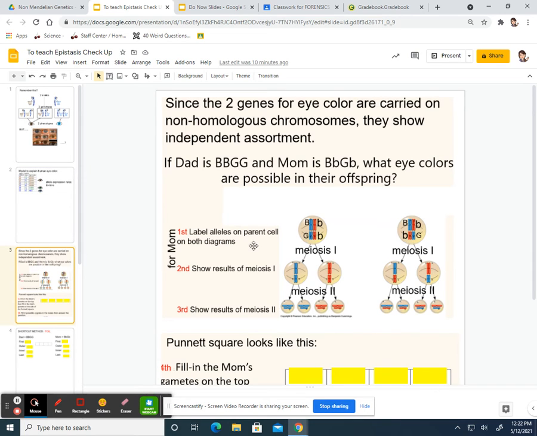Okay, so during meiosis, remember, homologous pairs line up, and then those homologous pairs split during meiosis 1, and then those sister chromatids split during meiosis 2, resulting in those 4 haploid gametes that have half the number of chromosomes. So mom's genotype is big B, little b, and we can see that gene represented here in the chromosomes that are a little bit larger. So she inherited a big B from one parent and a little b from another parent.